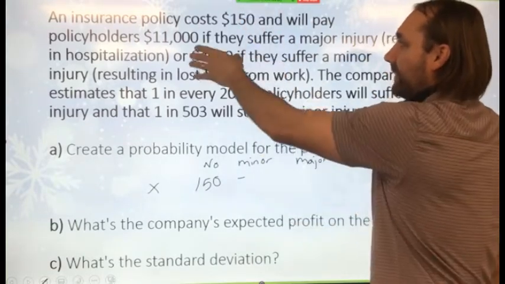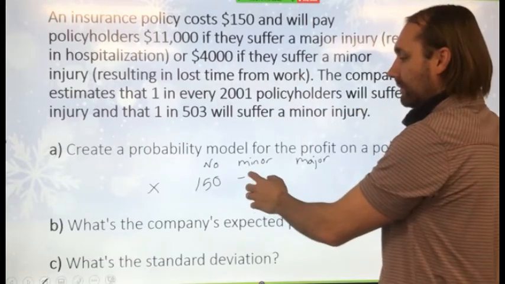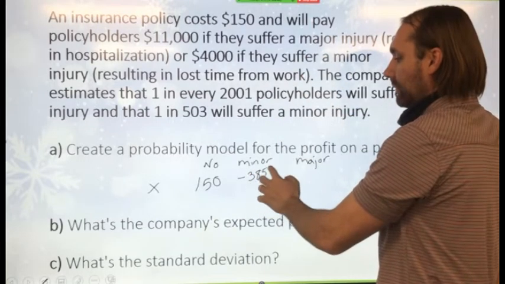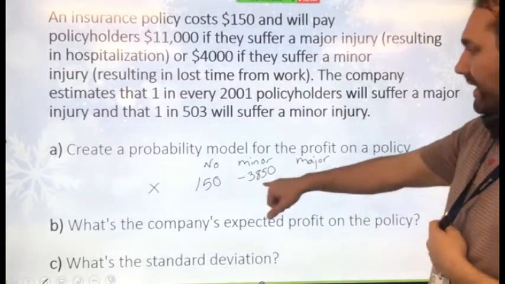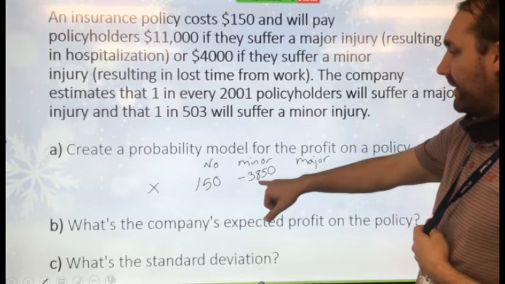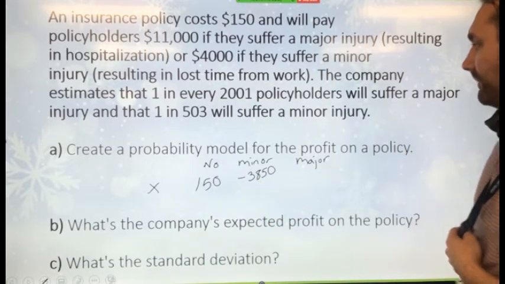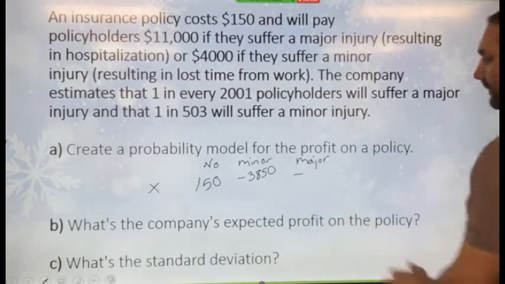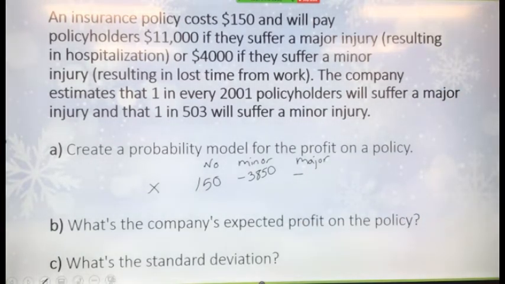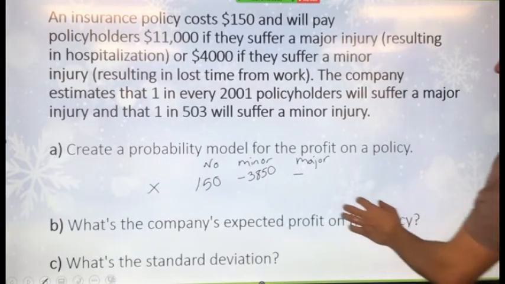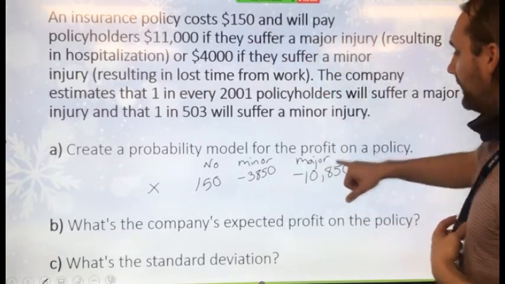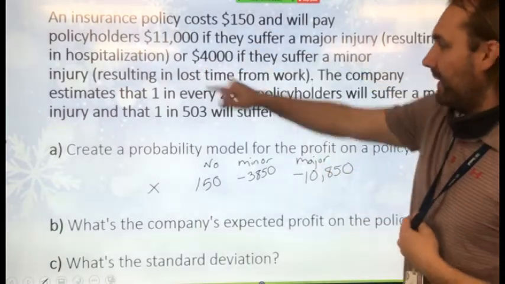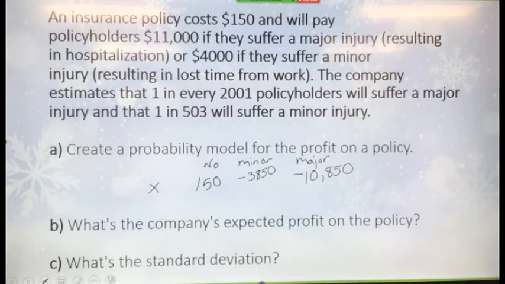$4,150. That's how much they received from the customer. Customer got minor injury, so they have to pay them $4,000. So let's say minus $3,850. See how that works? We're looking for how much did they profit on the policy. Well, they did not profit at all. They only got $150 and they had to pay out $3,850. So what does that make for the major? How much profit did they make on the major? Very good, negative $10,850. They received $150, but that person had a major injury, so they had to pay them $11,000, which is negative $10,850.